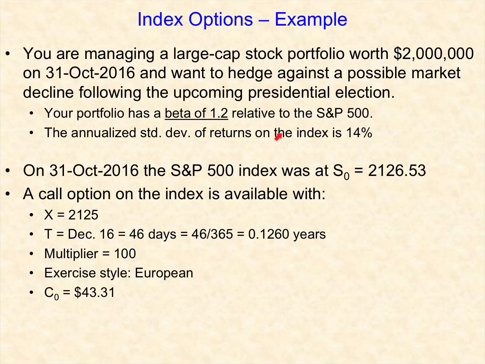The standard deviation of returns on the index I estimated at 14% using historical data. On October 31st, the S&P 500 index was at 2126.53. There's a call option available on the index. It has an exercise price of $2125, so it's almost at the money. This option expires on December 16th, which is 46 days out. I've converted that into a decimal number of years. This option has a multiplier of 100. It is a European option, cannot be exercised before the expiration date. And this option was selling for $43.31.